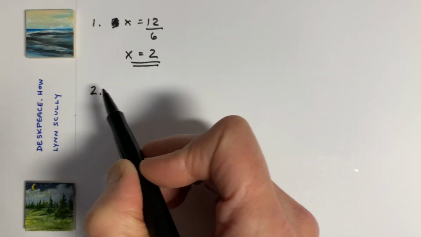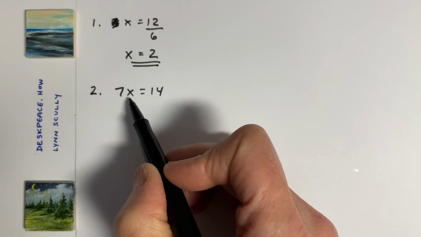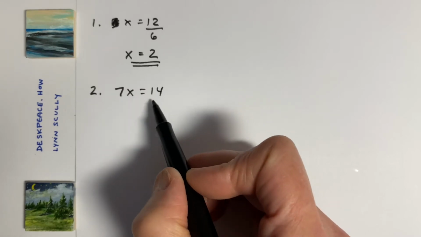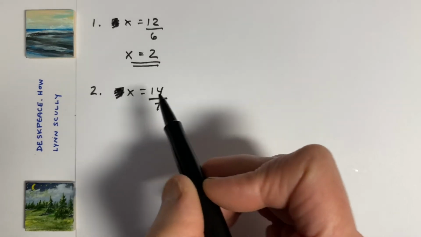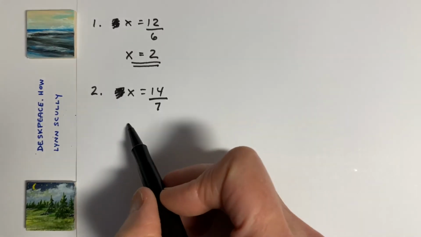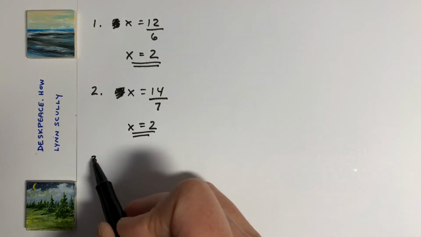Number 2. 7x equals 14. I want to get the x alone. The 7 is attached by multiply. Move it by divide to the other side of the equal sign. 14 over 7 is 2. X equals 2.